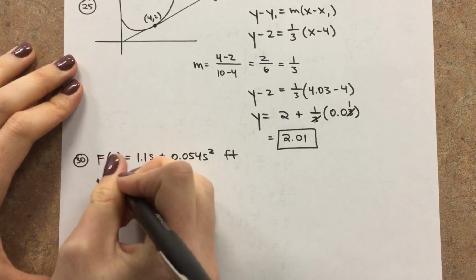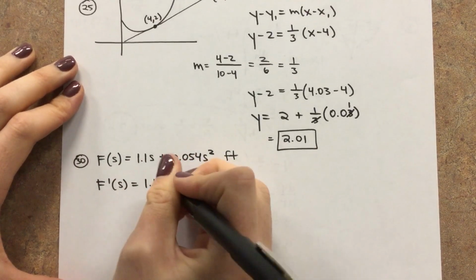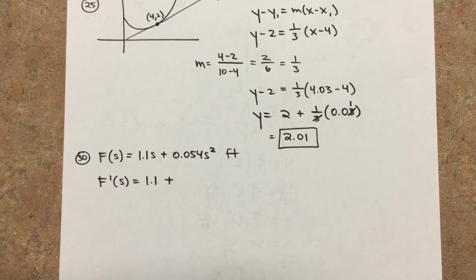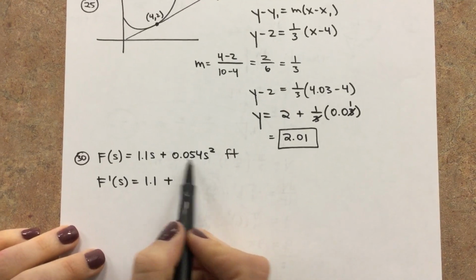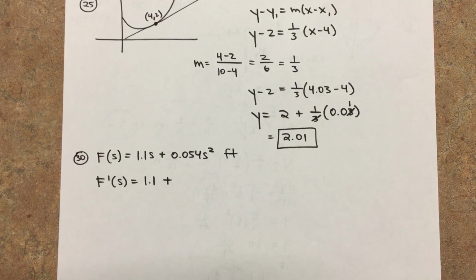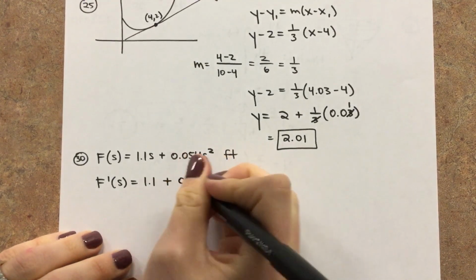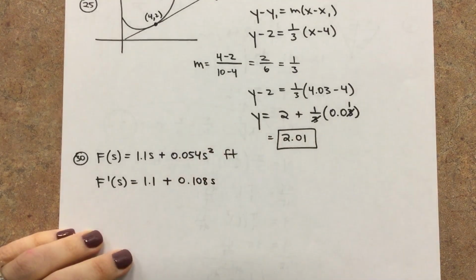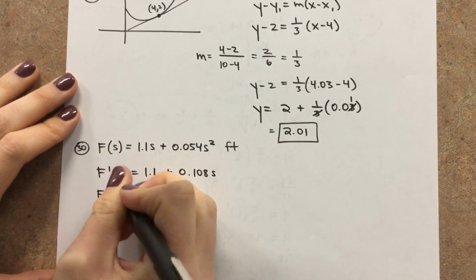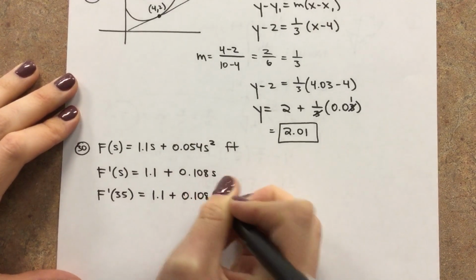So we're going to find f prime just as a function first. Derivative of this would just be 1.1 plus, and then when the 2 comes out front here, think without the decimal, right? So if I took 54 and multiplied it by 2, I'd get 108. So if I take 0.054 and multiply that by 2, then I end up with 0.108, and that's just an s. So that's my slope. I specifically am interested in this slope at 35 and 55. So 1.1 plus 0.108 times 35.